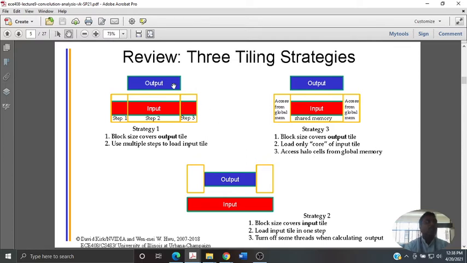So one is output tile width, the other one is input tile width, and the third parameter is your mask width, basically with which you operate. So I want to produce the output tile using input tiles and the mask, whatever the mask is available for that matter. In strategy 1, one block covers the entire output tile.